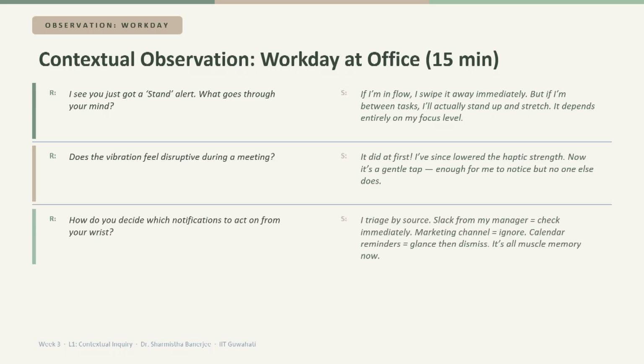How do you decide which notification to act on from your wrist? I triage by source. Slack from my manager means check immediately. Marketing channel, ignore. Calendar reminders, glance, dismiss. It's all muscle memory now.